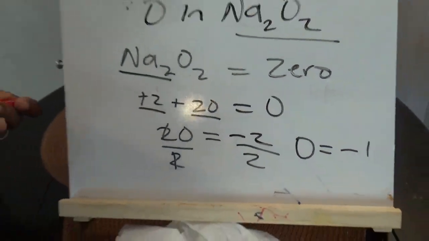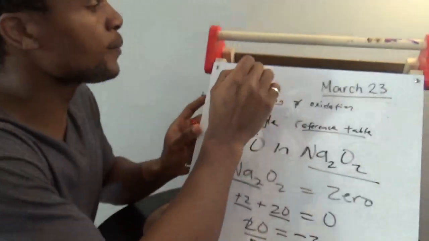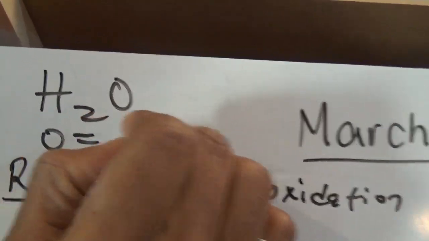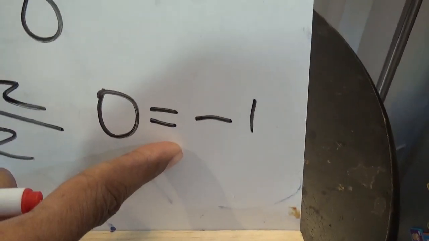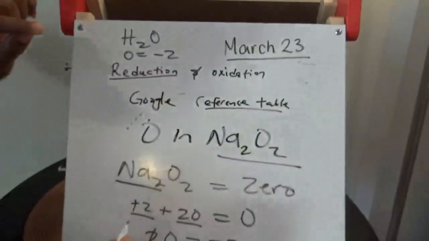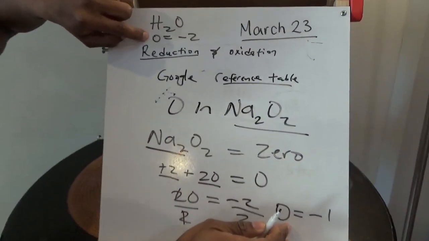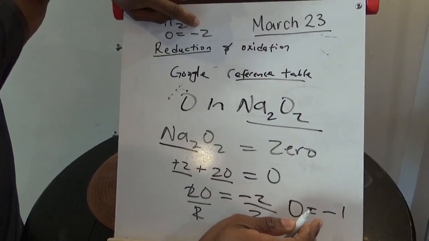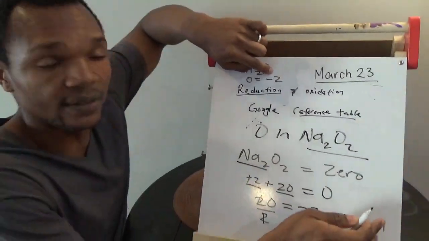Okay, now look, the first case we had in water, the oxidation state of oxygen was equal to -2. And now we have it as -1. So you have to pay attention to these discrepancies, right? Always calculate for oxygen. Don't always assume that oxygen has an oxidation state of -2. In other compounds, it could have an oxidation state of -1.